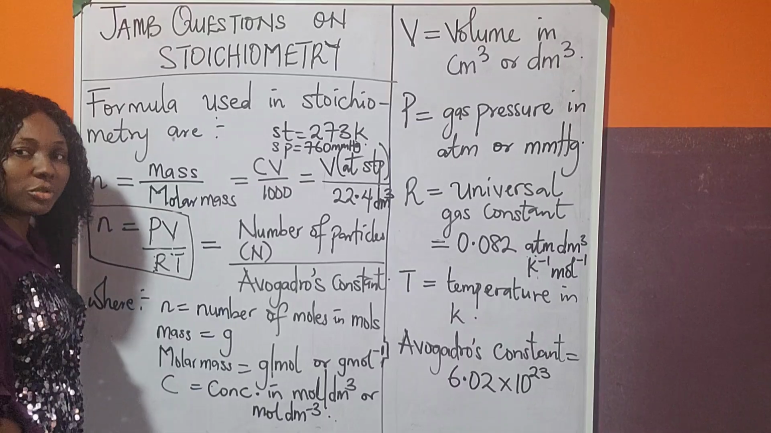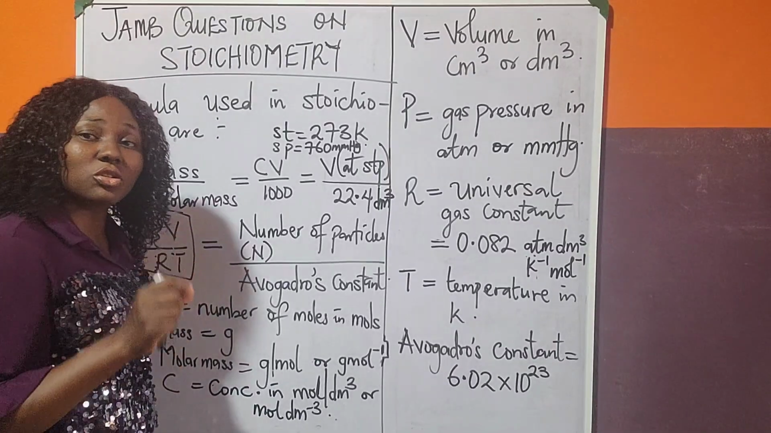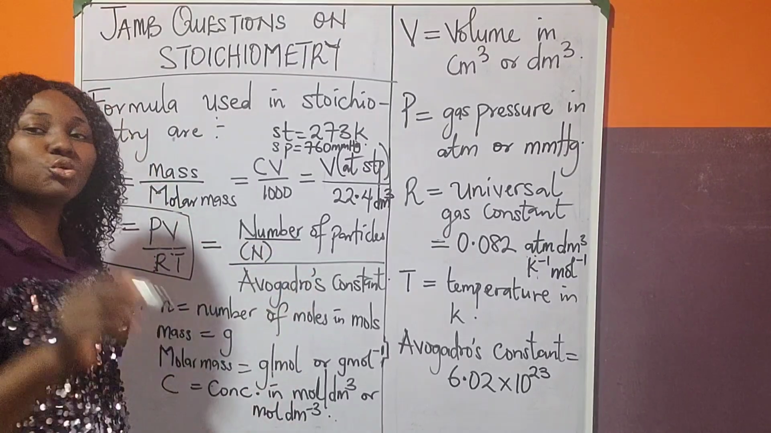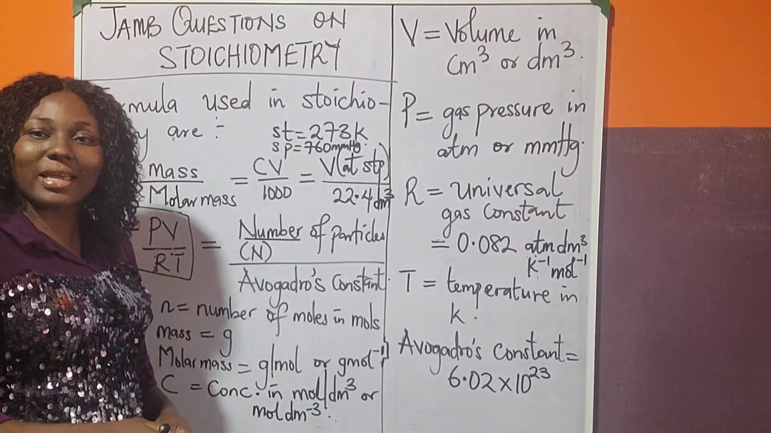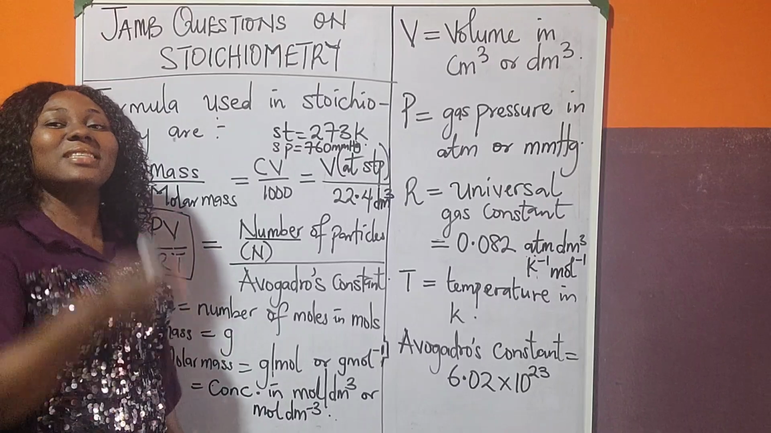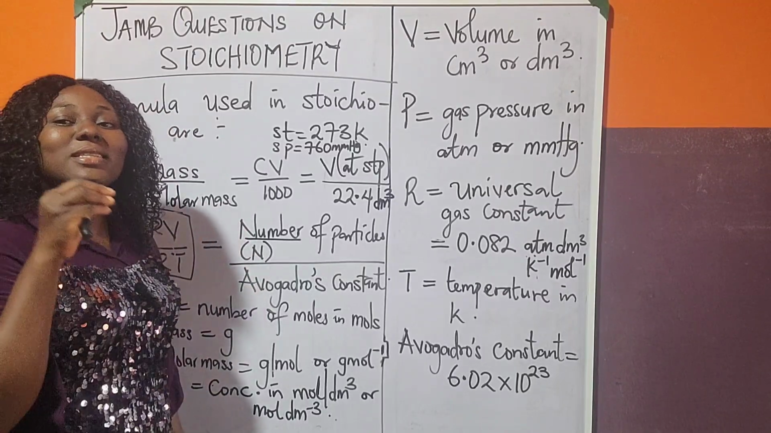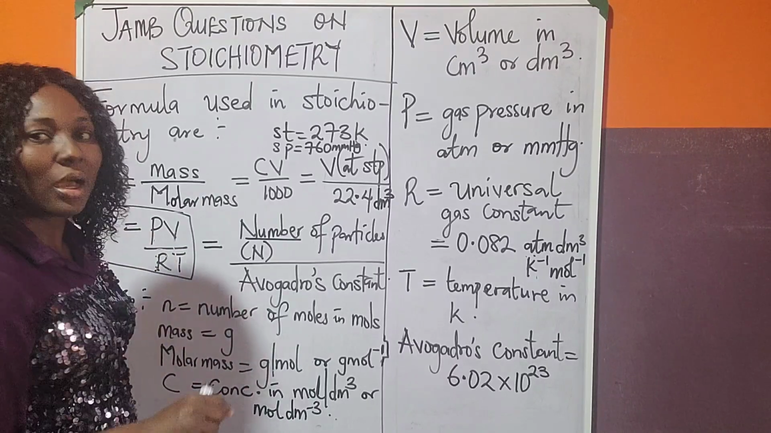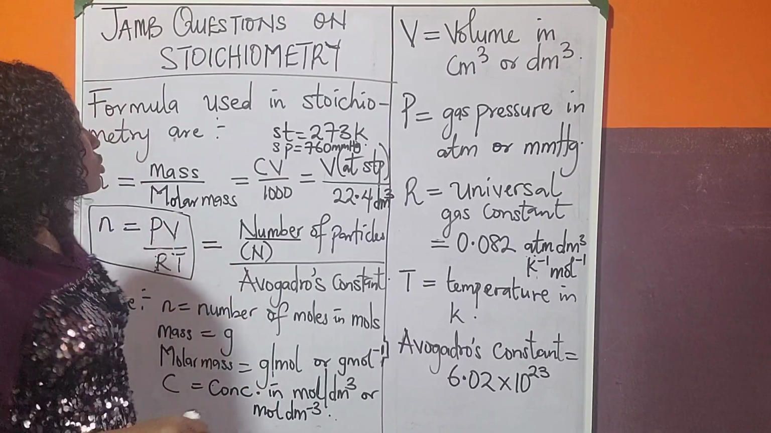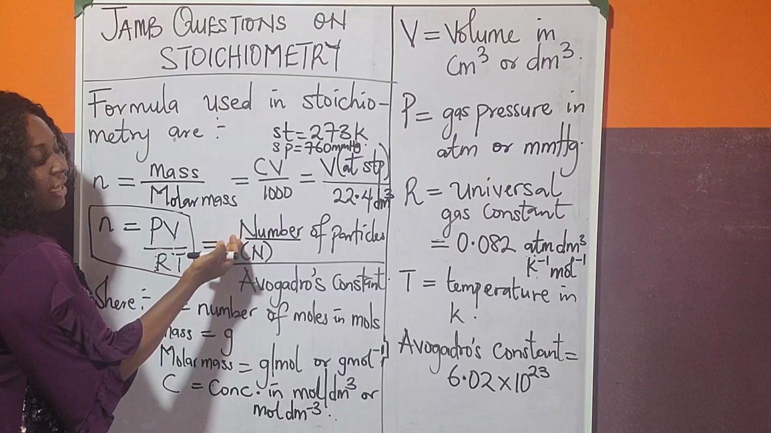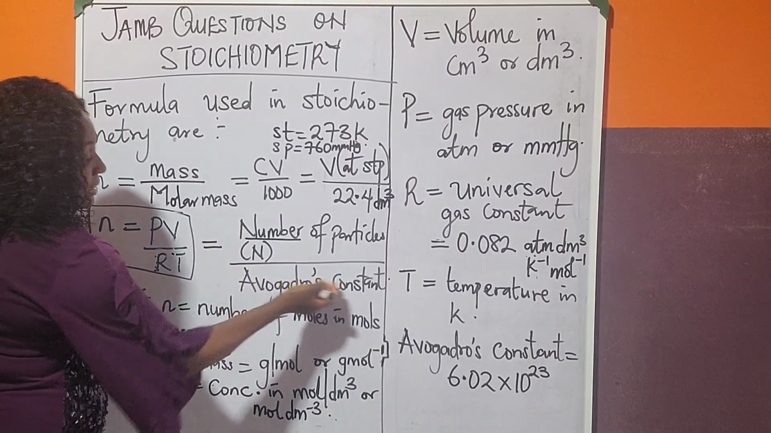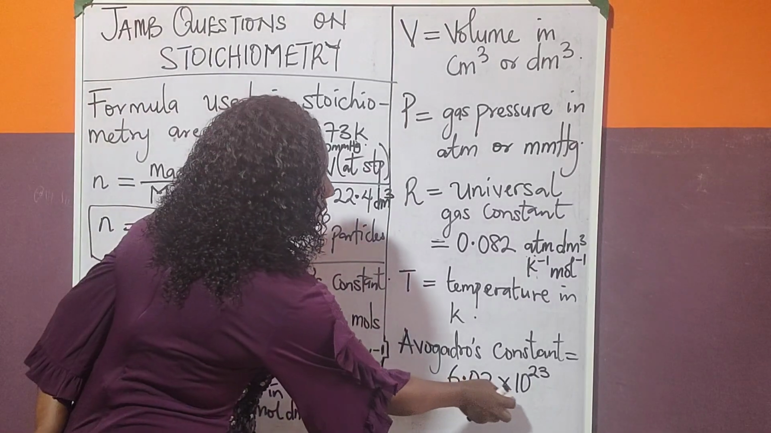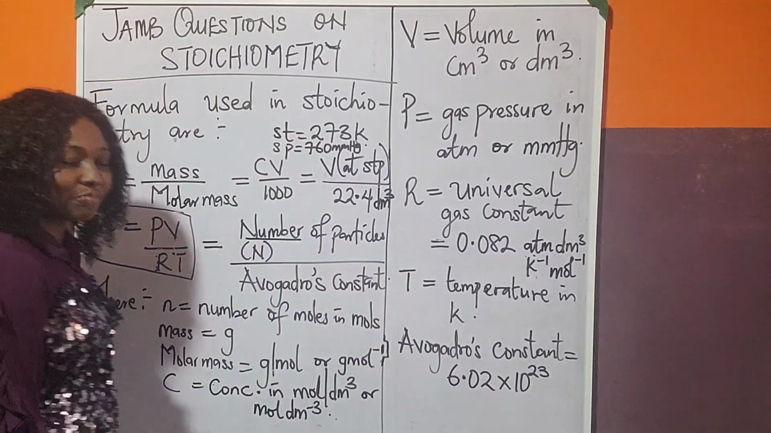Now listen very well. Anytime you are asked a question in stoichiometry and they mention number, what should strike your mind as a good scientist or as a good chemist is Avogadro's constant, because it is Avogadro's law that discussed the relationship between the number of particles and moles. So here, Avogadro's constant is equal to 6.02 times 10 raised to power 23.